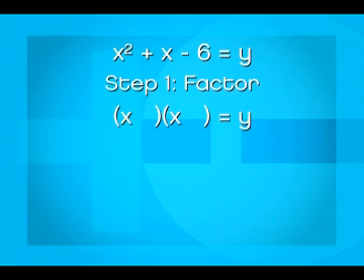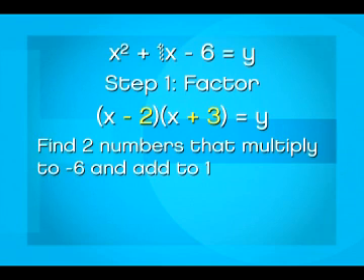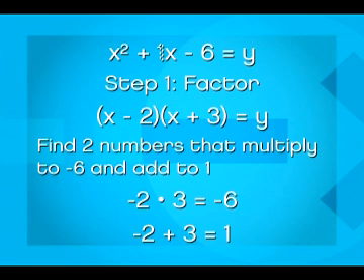Factoring is kind of undoing the distributive property, or doing the distributive property in reverse. You can ask yourself, what two numbers multiply to -6 and add to 1? With a little bit of math thinking, we can come up with -2 and 3. Multiply -2 and 3, and you'll get -6. Add them together, and you'll get 1. Factored, we get the quantity x minus 2 times the quantity x plus 3 equals y.